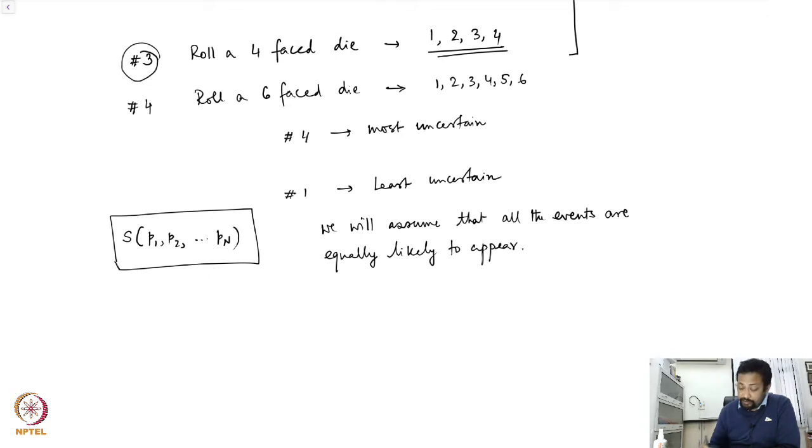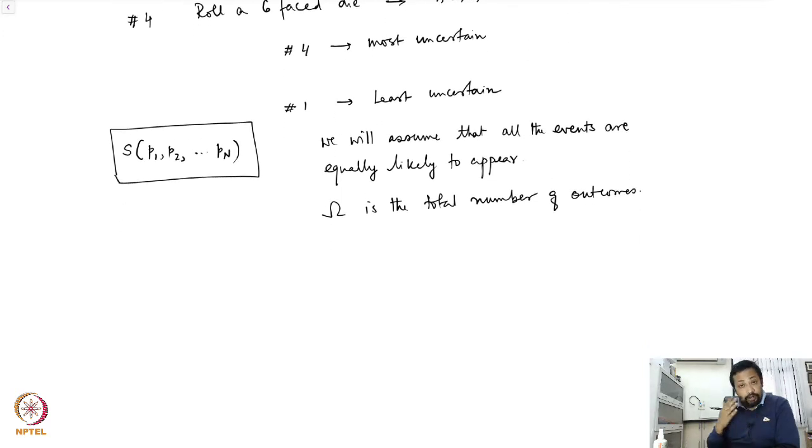If this is the case, then if omega is the total number of outcomes, then since the probabilities of these outcomes are equally likely, Pi is 1 by omega. The associated probability for each of these outcomes is just 1 by omega. For example, for a fair coin, we saw that the probability for head was half, tail was half. For a fair die, we rolled a 4-faced die, we know that the probabilities are 1 by n. So that's the same thing that we are applying over here.